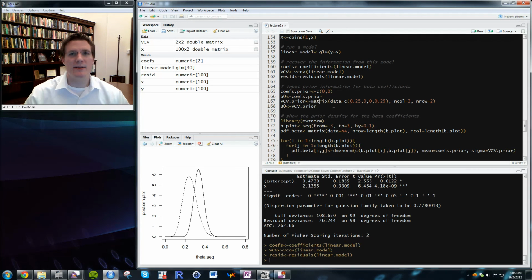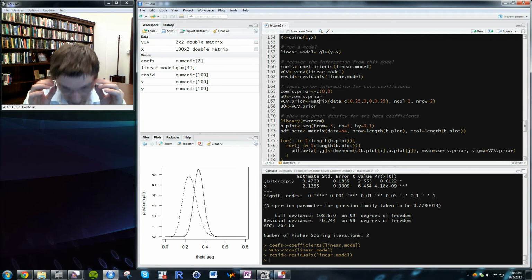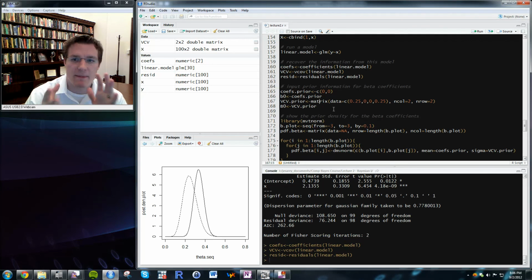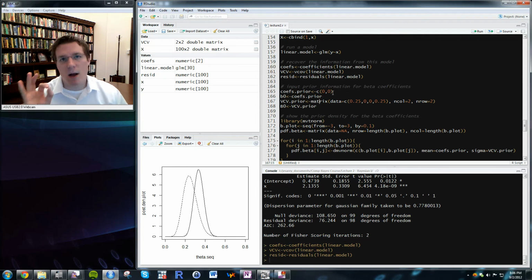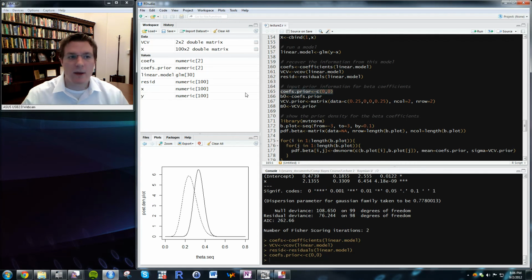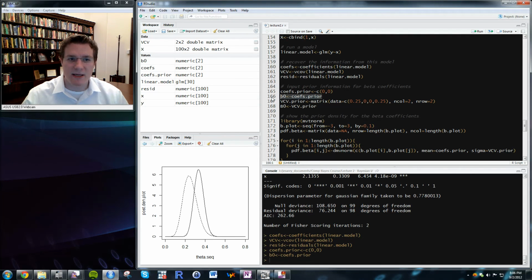Now what I want to do is generate posterior densities for my beta coefficients given a prior, which means I need to actually specify priors. Okay, that's fine. I'm going to use the conjugate priors that we just discussed. I'm going to specify that in advance of this analysis, I believe that both the intercept and the x coefficients have a mean of 0. I'm just calling that B0 because that's what it was in the write-up. I'm also calling it coefs prior.